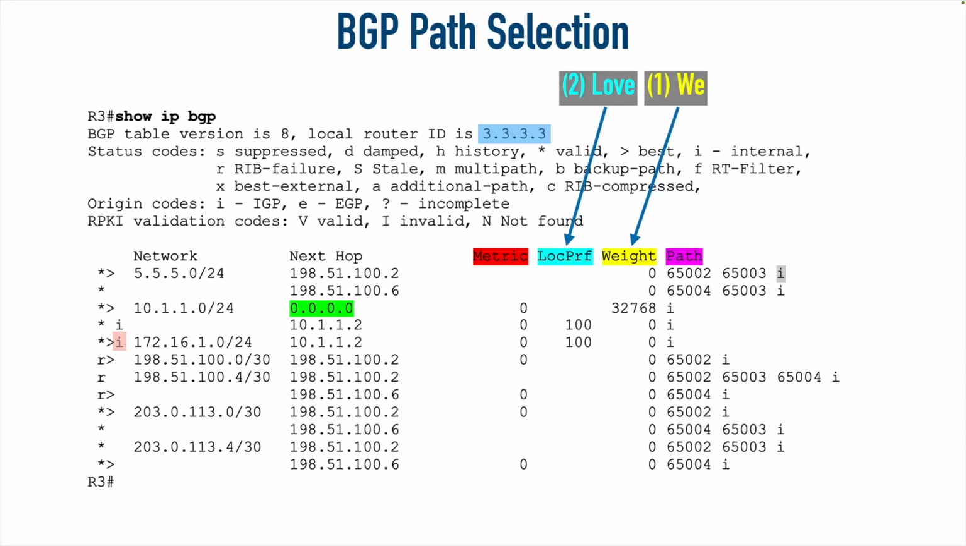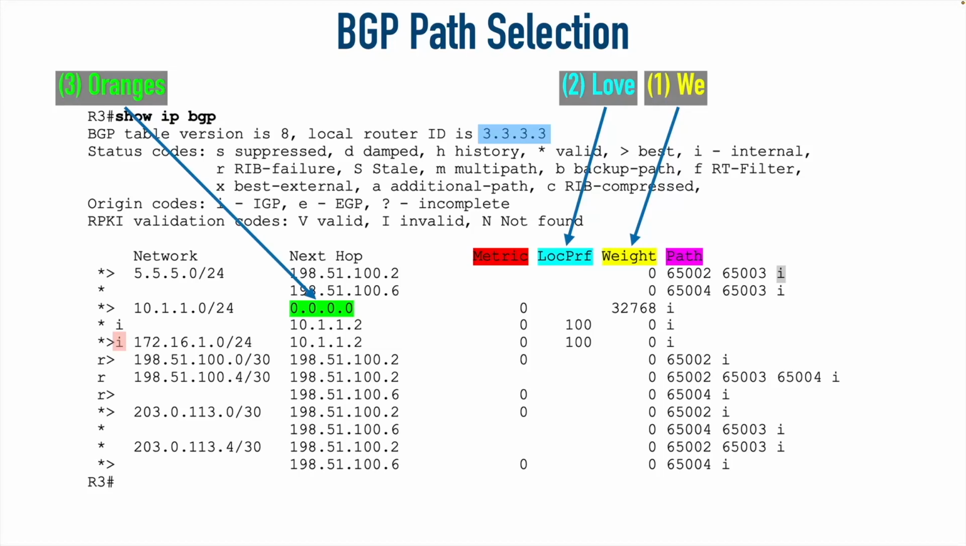If that's a tie, we love oranges. The O in oranges reminds us of the O in originate. In other words, where did this route originate? Are we the next hop? If we are the next hop, then the next hop address, like you see here on screen, is going to be 0.0.0.0. Now let's go back to our acrostic.